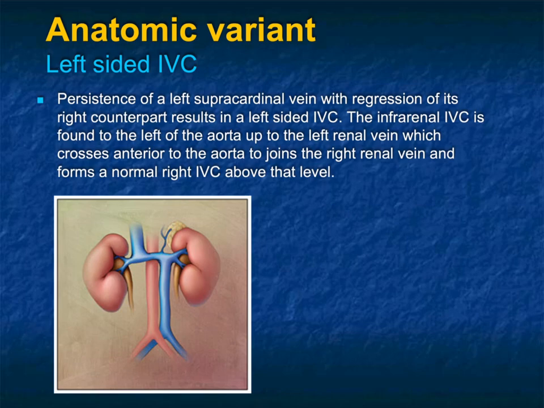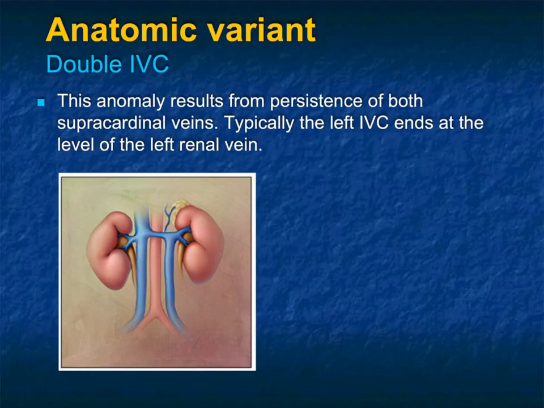Now, a left-sided IVC: persistence of a left supracardinal vein with regression of its right counterpart results in a left-sided IVC. The infrarenal IVC is found to the left of the aorta up to the level of the left renal vein, which then crosses anterior to the aorta and joins the right renal vein and forms a normal right IVC above that level. I think the biggest challenge or confusion I've seen with the left-sided IVC is that occasionally, if people don't recognize it, they call adenopathy present when there's no adenopathy.